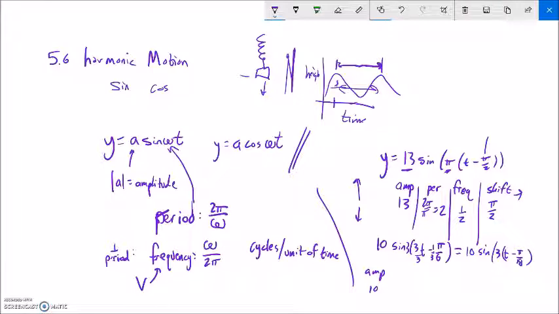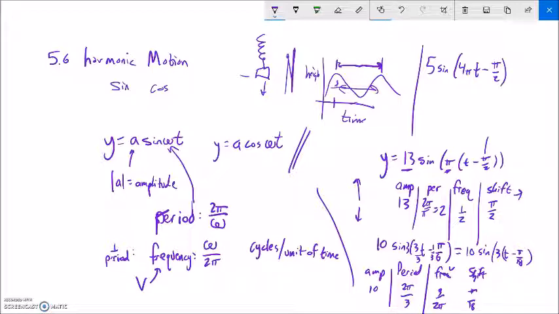And so then notice from there, I can get the rest of my pieces. My period would be 2 pi over 3. My frequency would be 3 over 2 pi. And my phase shift would be pi over 18. One more example.